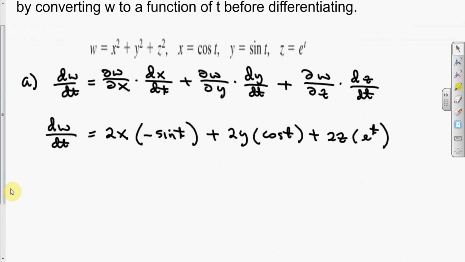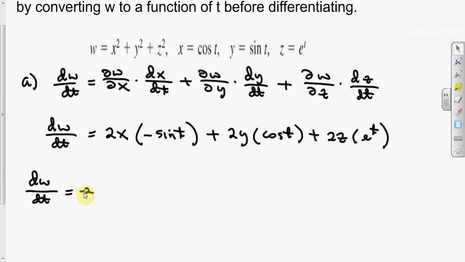X is equal to cosine t, y is equal to sine t, and z is equal to e to the t. We're going to do that and express that, and then we do part B, and you'll see directly, you get the same answer.